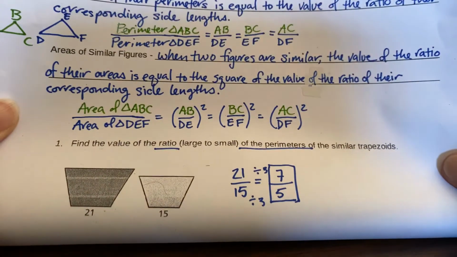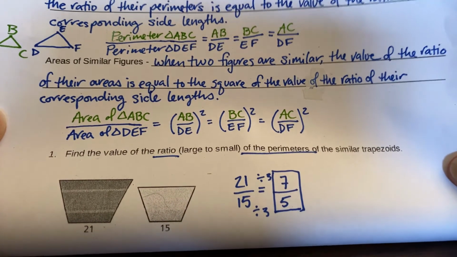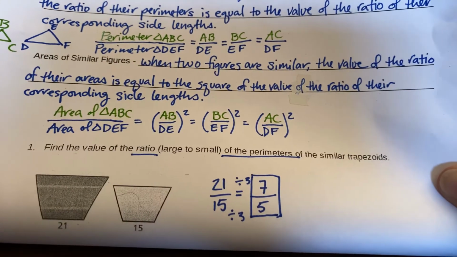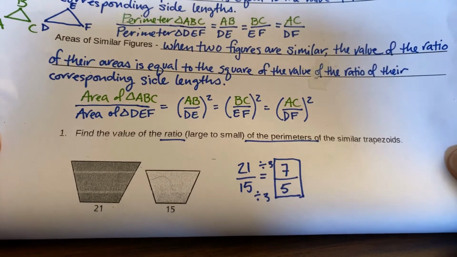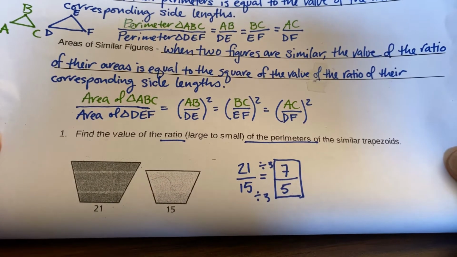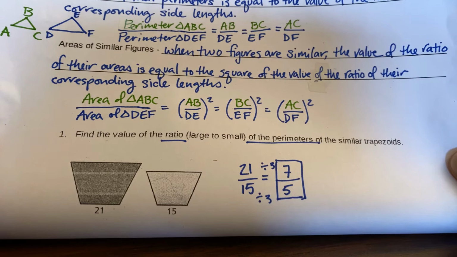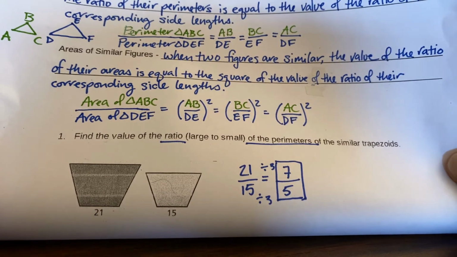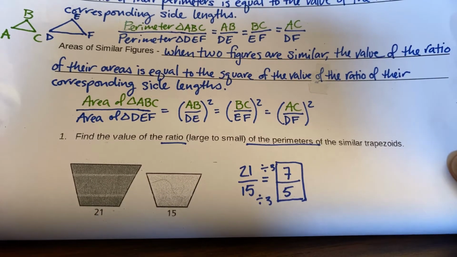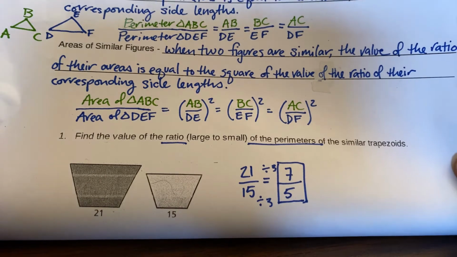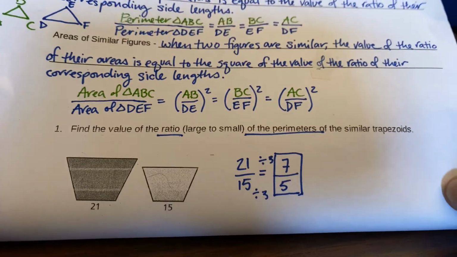Let's look at an example. Find the value of the ratio, large to small, of the perimeters of the similar trapezoids. They only give us one side length, and they want the ratio of the perimeters, which is the same as the ratio of the corresponding sides. In this case, it's 21 to 15. That can be simplified: 21 and 15 are both divisible by 3, so we divide them both by 3 and we get 7/5. That's the ratio of the perimeters.